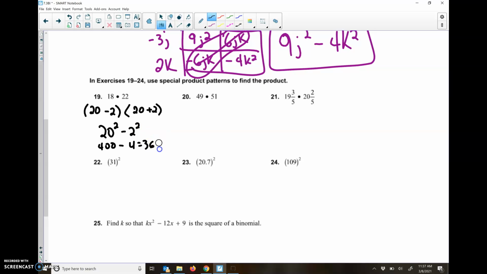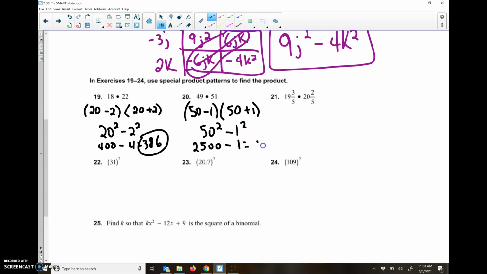And if you take 18 times 22 in your calculator, you'll figure out that it's 396. So just a different way to multiply some of these numbers. So 49 times 51, you could do 50 minus 1, that gives us 49, and then times 50 plus 1, that gives us 51. That's really the same as 50 squared minus 1 squared. 50 squared is 2,500. 1 squared is 1. So that gives us 2,499.